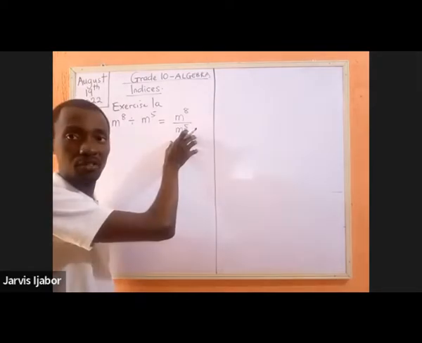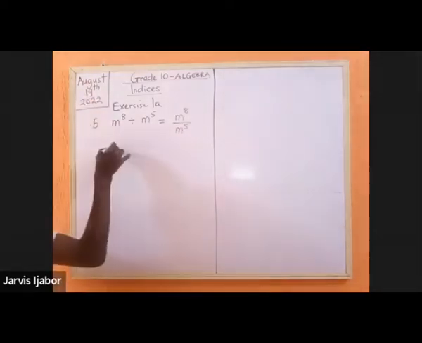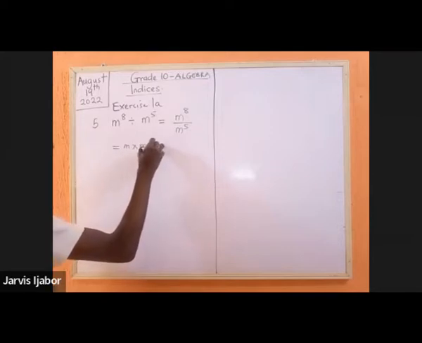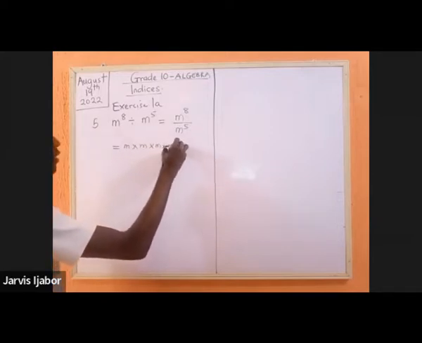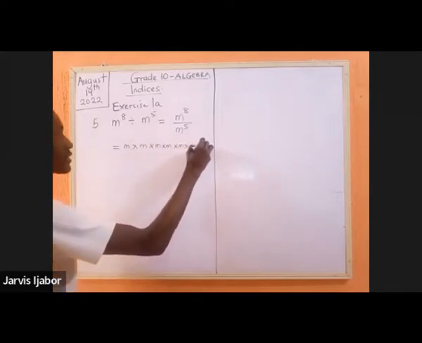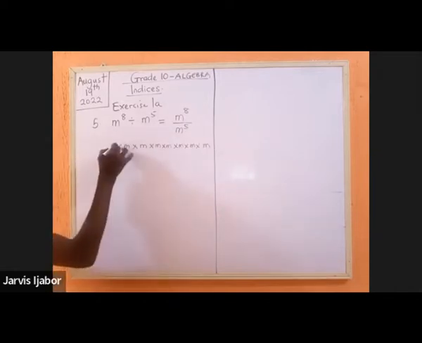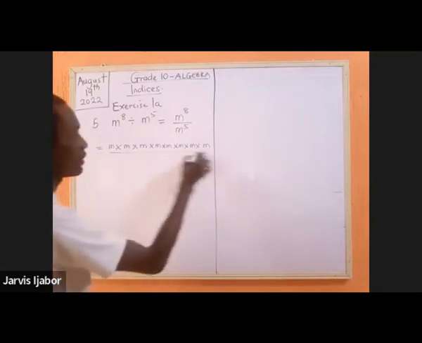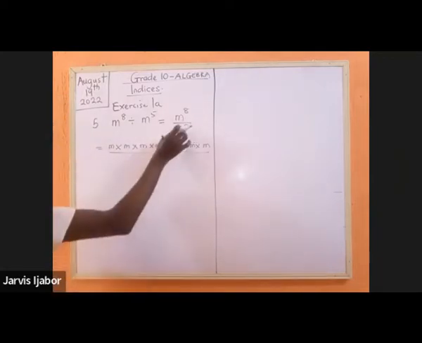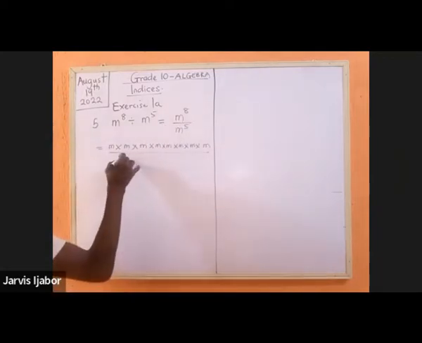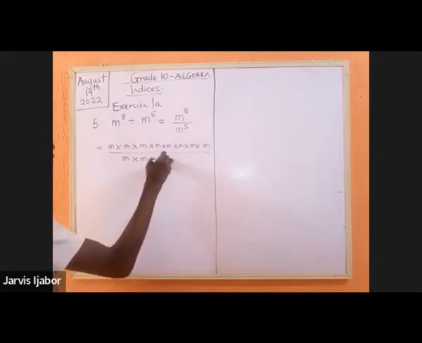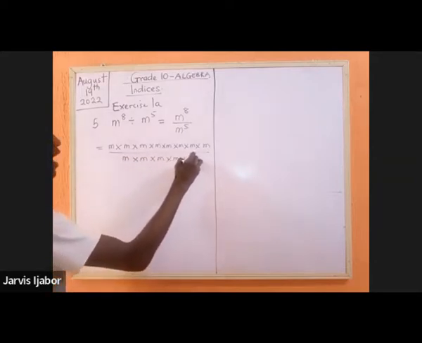It gives clarity to your work. Now, this will give you what? M in 8 places: 2, 3, 4, 5, 6, 7. Maybe I should bring this one this way. 8. I think that divided by M to the power of 5. So M in 5 places. M multiplied 5 times. 2, 3, 4, and 5.